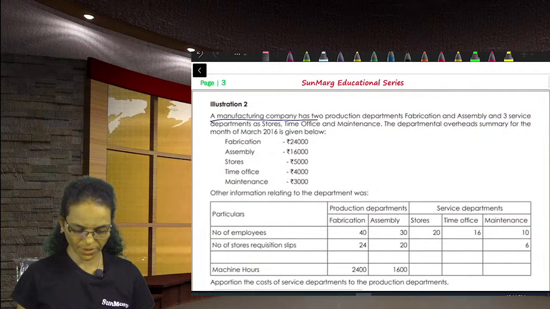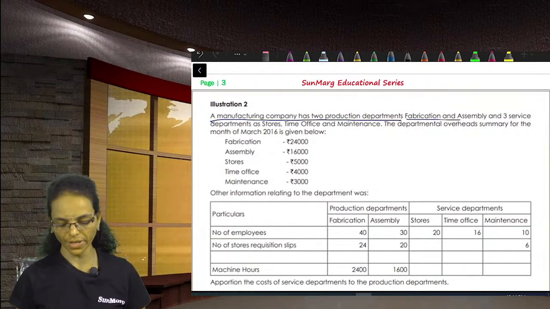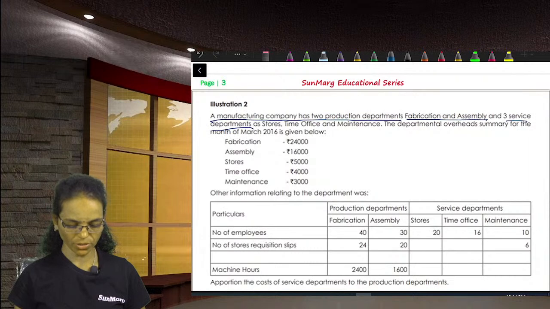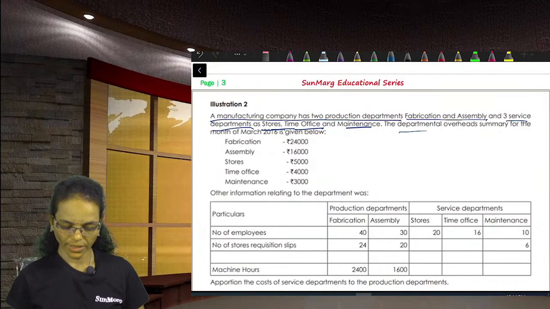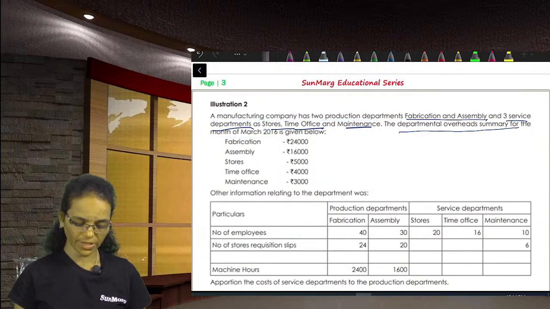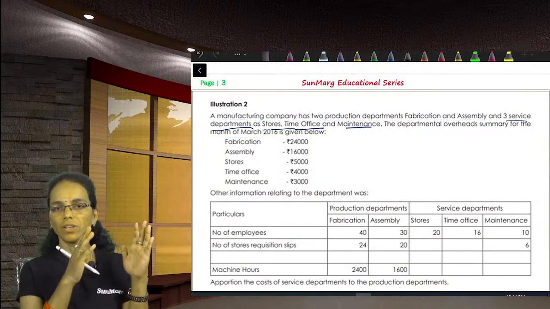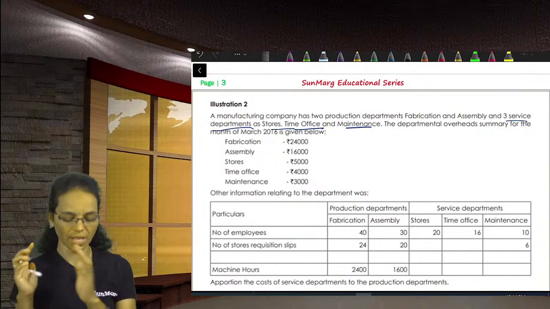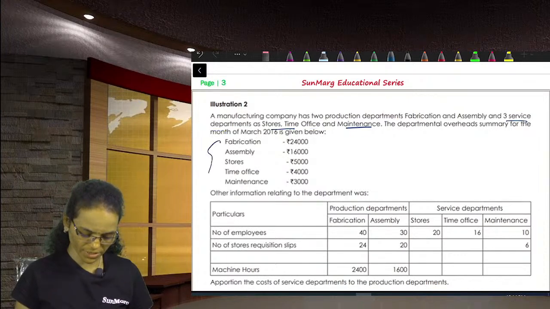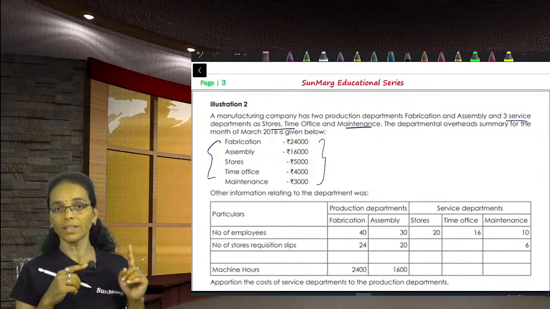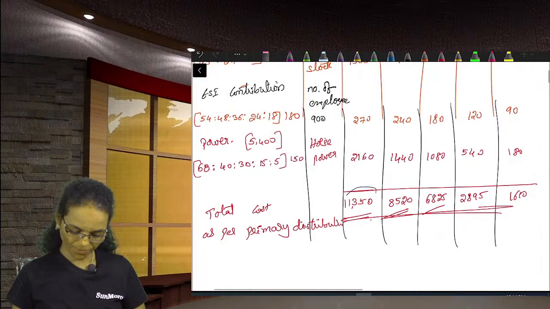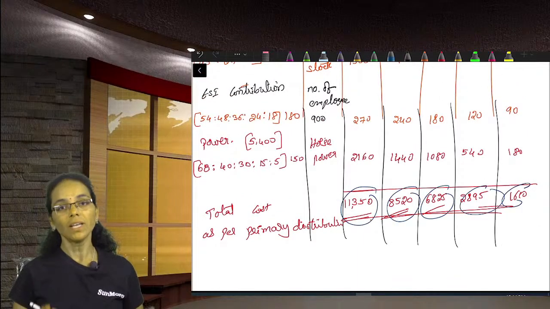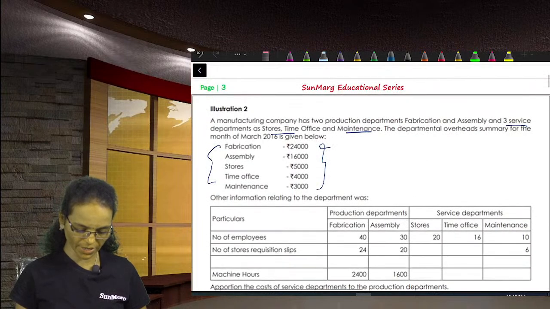A manufacturing company has 2 production departments, fabrication and assembly, and 3 service departments: stores, time office and maintenance. The departmental overhead summary for the month of March 2016 is given below. This manufacturing unit has 2 production departments and 3 service departments. Their respective cost is given, just as we calculated in the previous question.